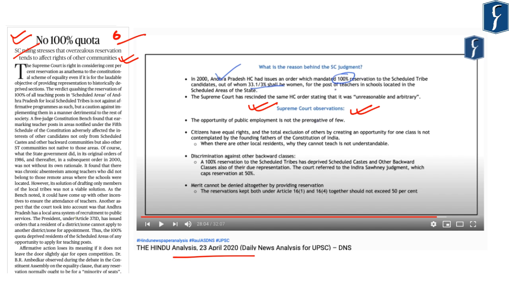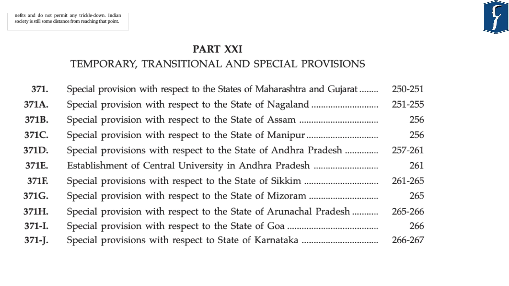Now, this editorial highlights Article 371D. Article 371D caters to special provisions with respect to the state of Andhra Pradesh, and this article comes under Part 21 of the Indian Constitution, especially with respect to temporary, transitional and special provisions. Now, in this part, you must know about special provisions which have been provided with respect to other states.